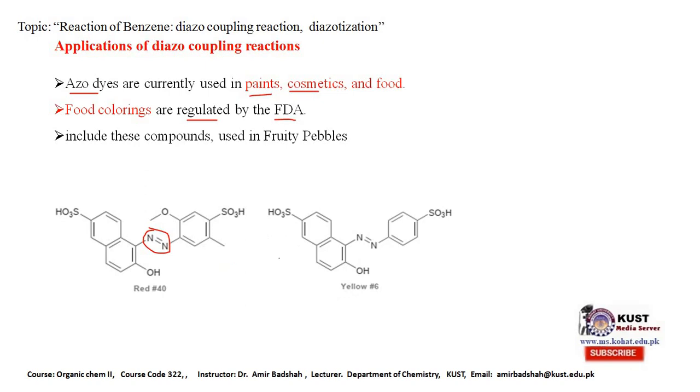Similarly, this is another type of azo-coupled compound which has yellow color and it is Yellow number 6. And similarly, this is another type of azo dye which is used for coloring purposes, and that one is called Orange number 1. And this is the end of this lecture.